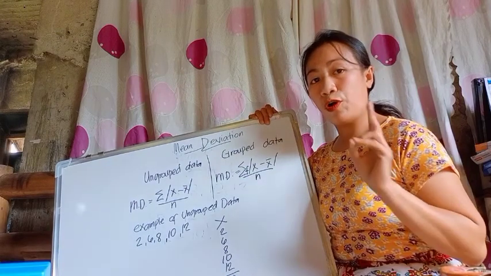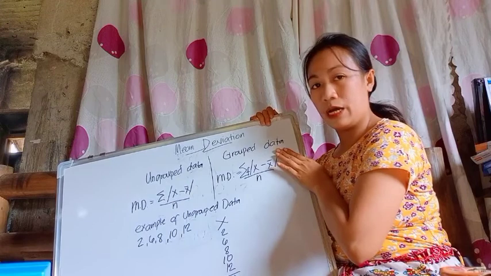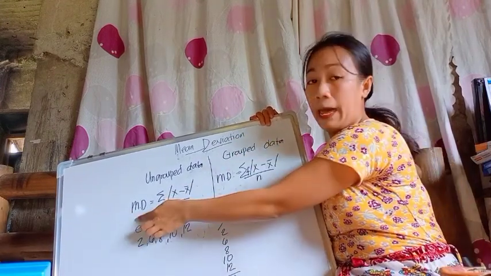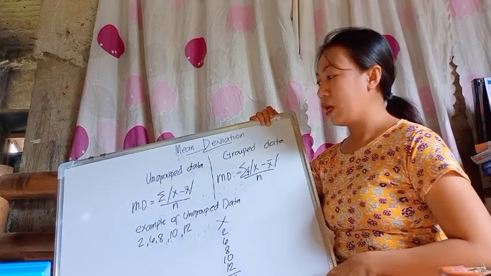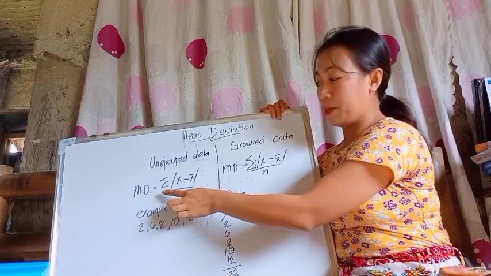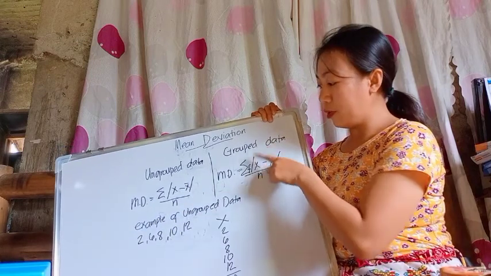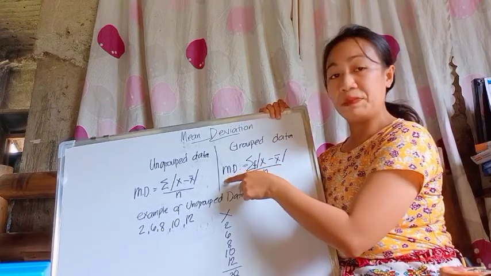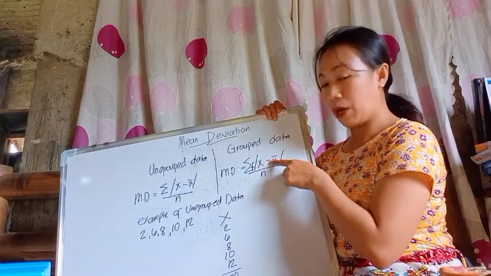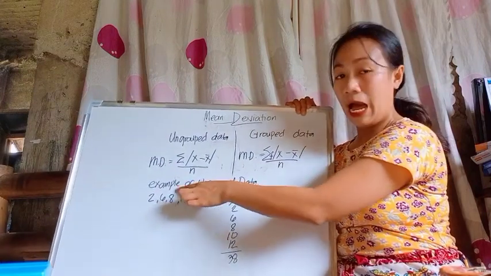So we have two formulas under this: the ungrouped data and the grouped data. And remember, the denoted symbol of mean deviation is M.D. The formula of ungrouped data is MD is equal to the summation of absolute value of X minus mean over N. And the formula of grouped data is MD, or mean deviation, is equal to the summation of absolute value of X minus mean over N.